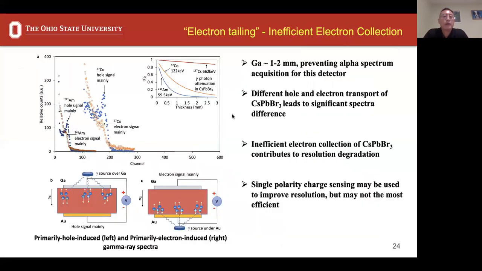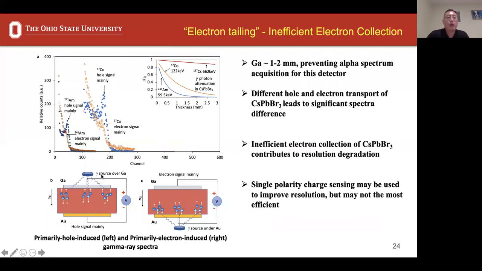And so here is another case. I did a switching of an alpha source from top and bottom. This is the case with switching the gamma source from top and bottom, because a gamma source will also produce electron hole pairs.